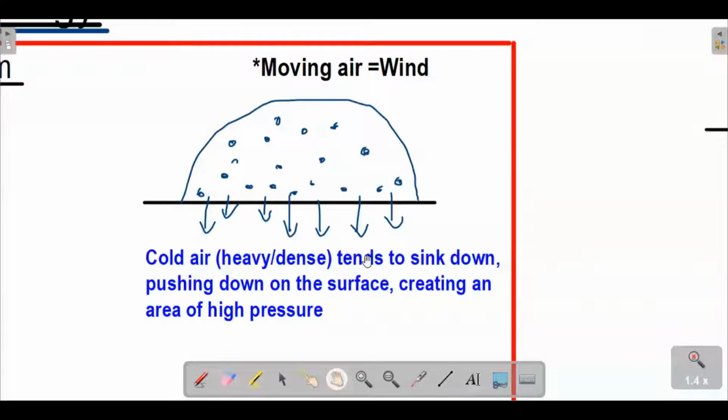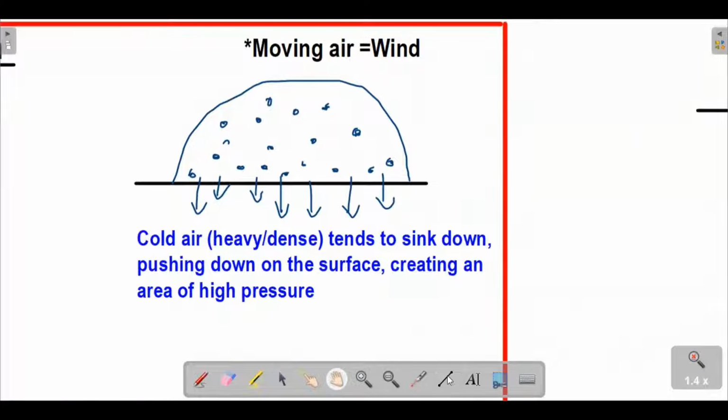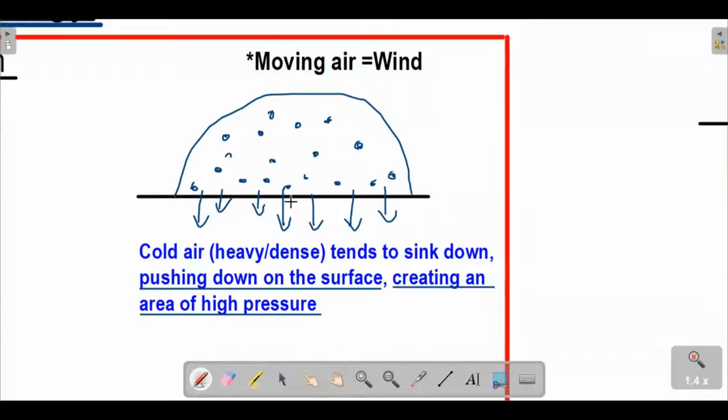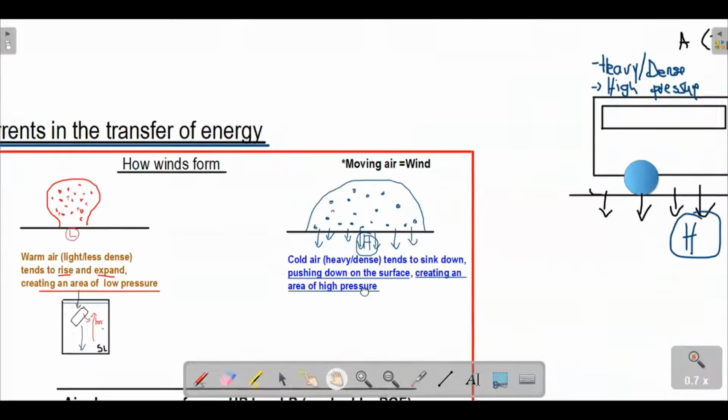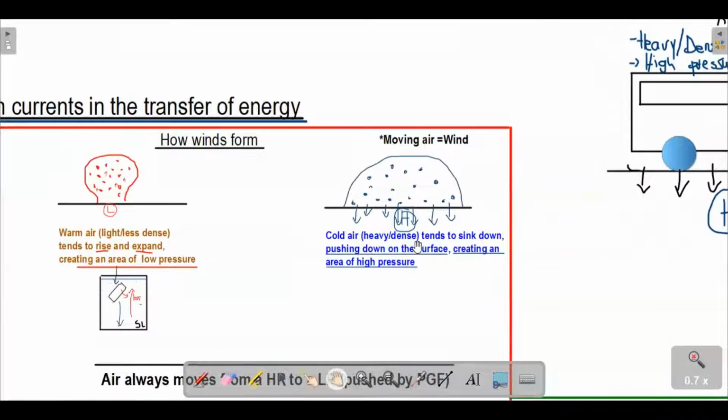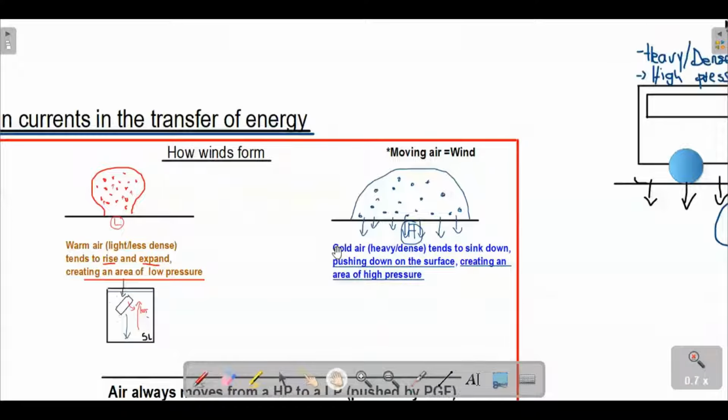It cannot rise up. It does not have sufficient energy to do so. So it tends to sink down and pushes down on the surface, creating an area of high pressure. So cold air is associated with high pressure because it applies a comparatively huge force on the surface. So cold air is associated with high pressure, warm air is associated with low atmospheric pressure. That is important. How much pressure is it putting on the ground?